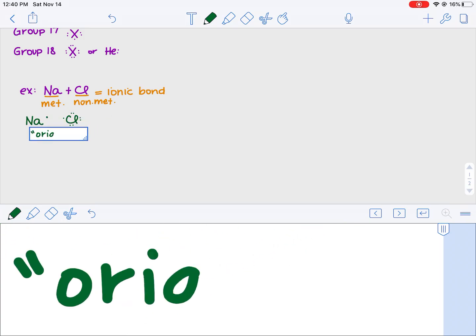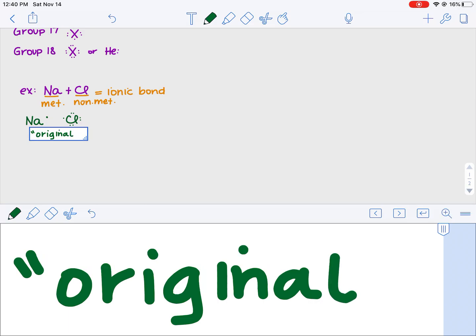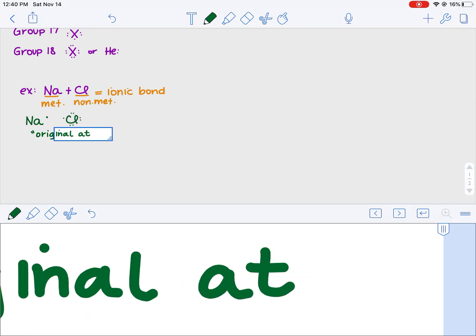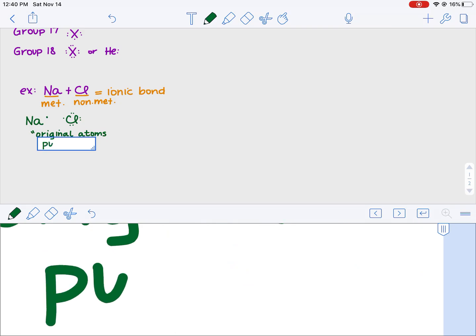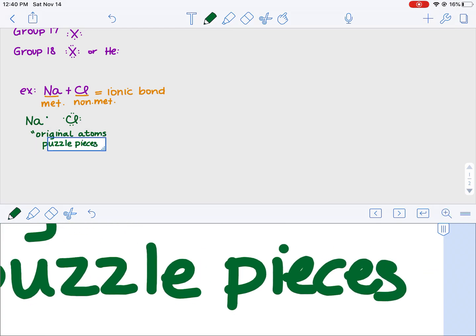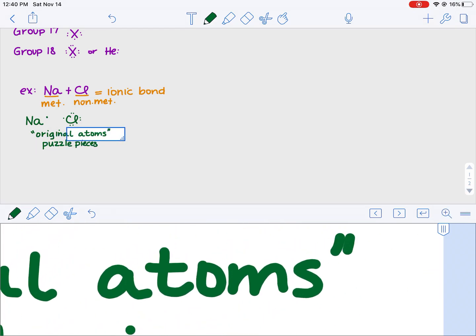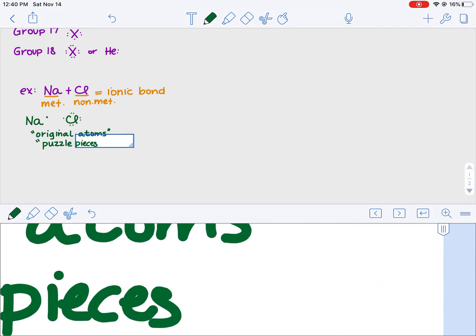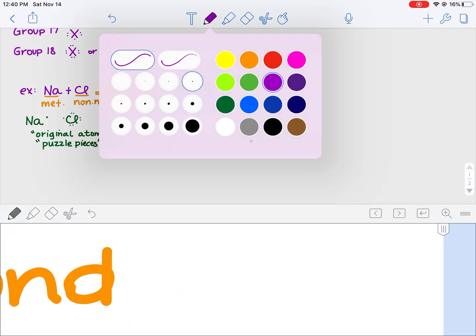These are like the original atoms, which I call puzzle pieces. That's really not like a chemistry thing. It's a me thing. The original atoms, or the puzzle pieces, because that's what we're starting with.